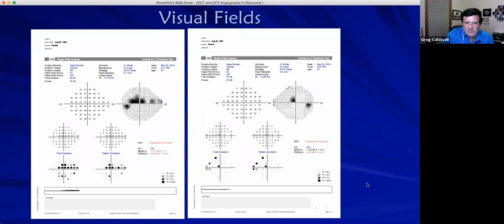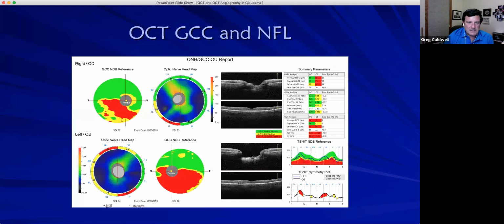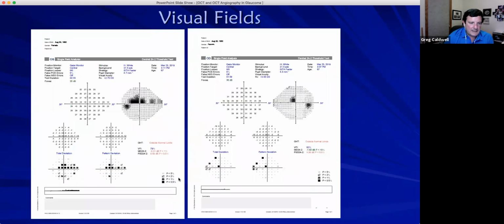Jumping to her visual field, how is she looking? Again, it's worse in the left eye. She's got this inferior defect. You're getting nice adherence here and correlation with the superior arcuate defect. She has a -6. This is a moderate defect in this eye.